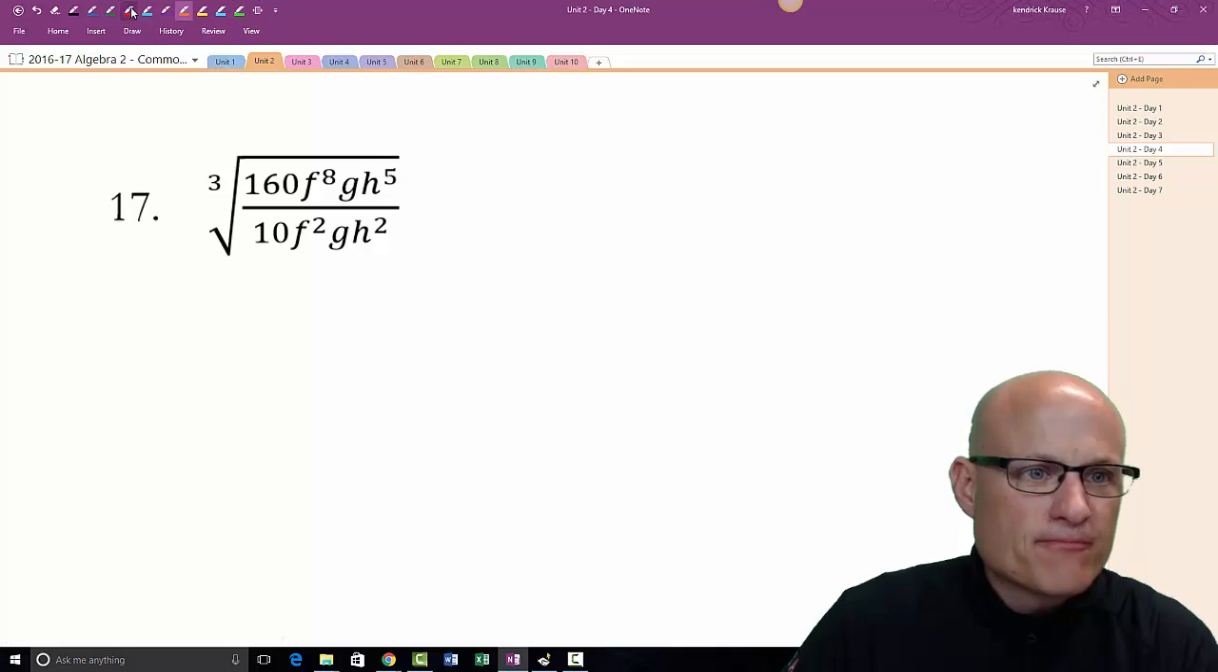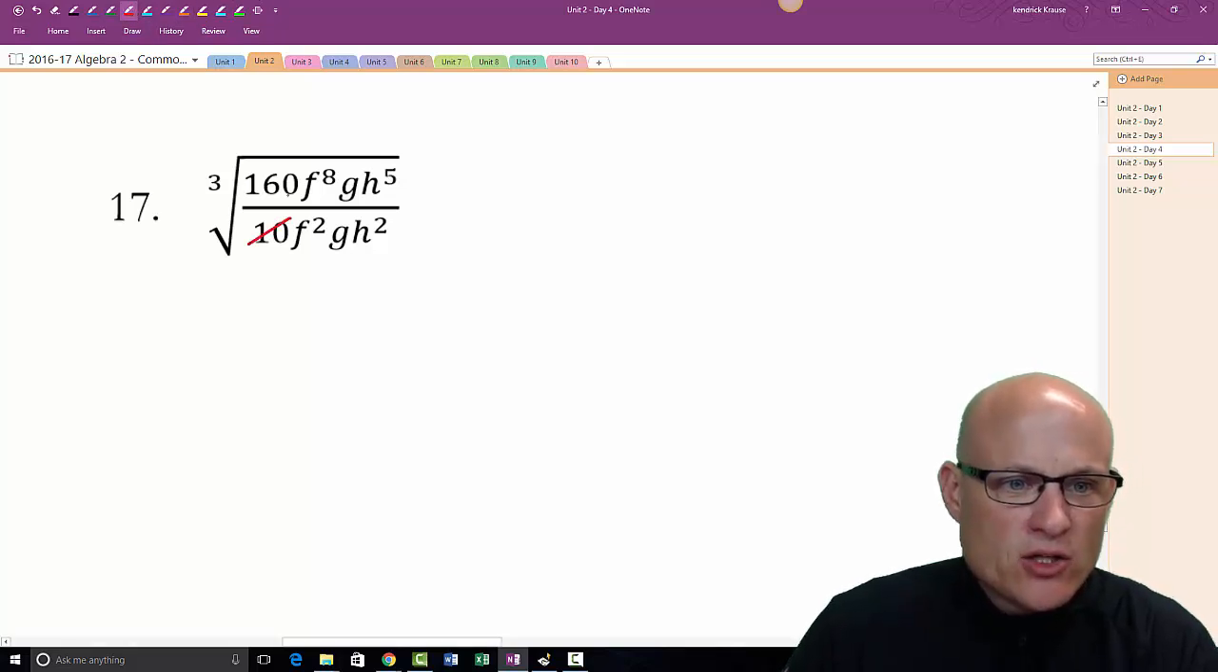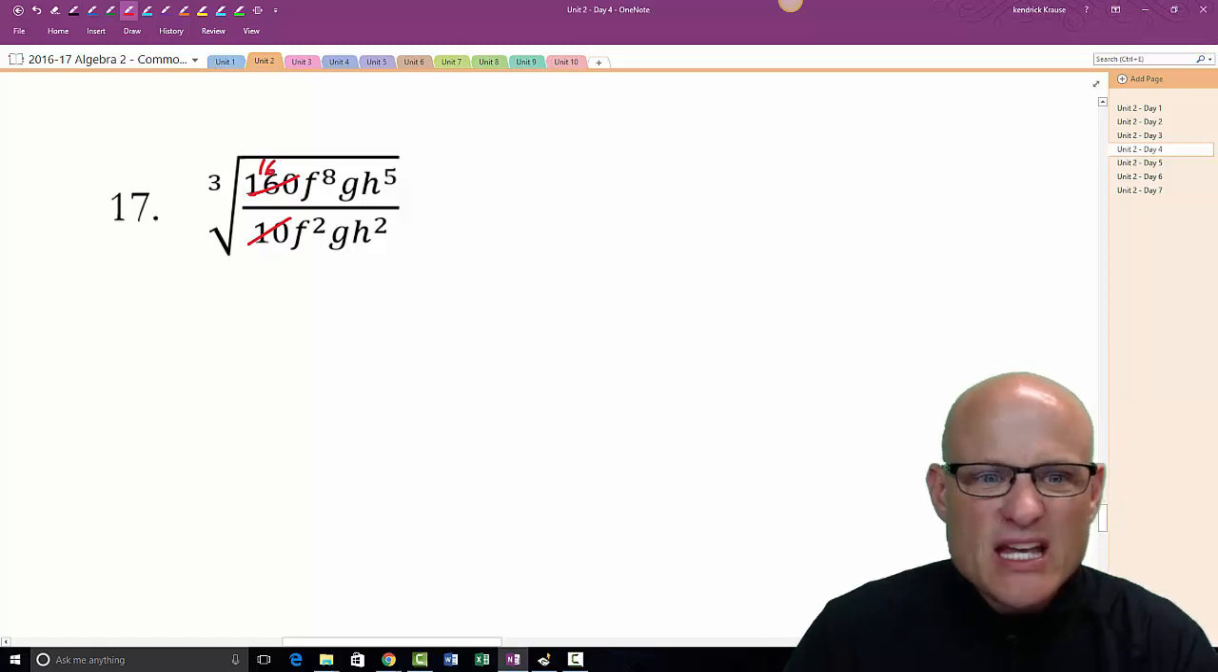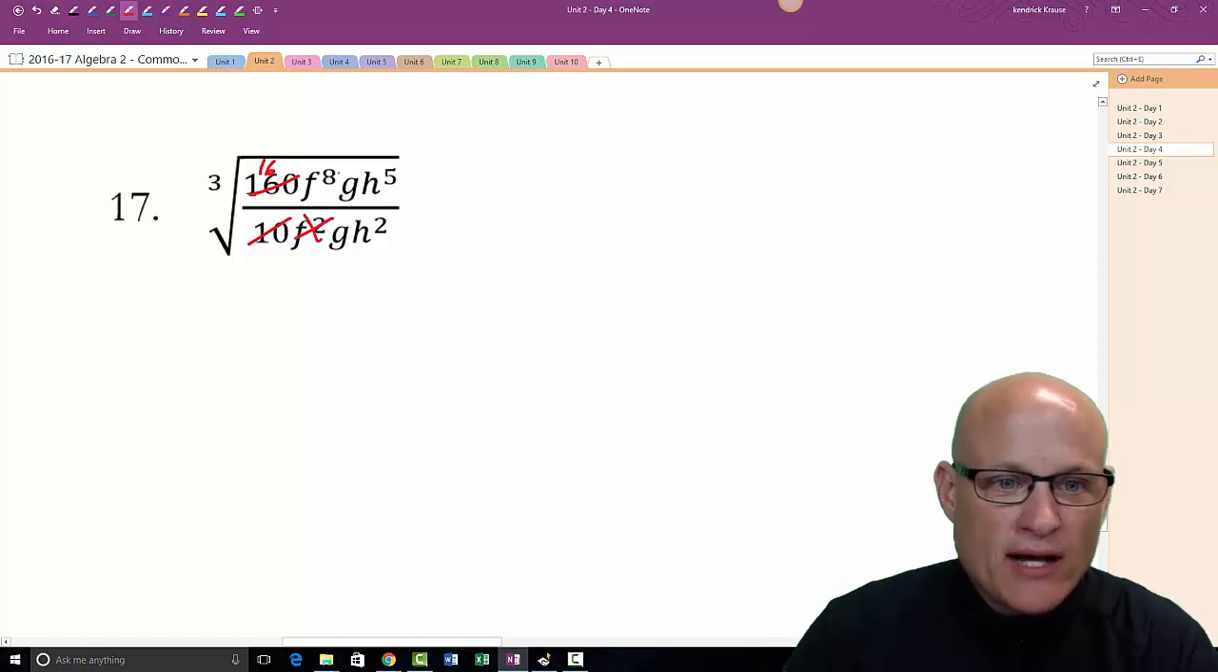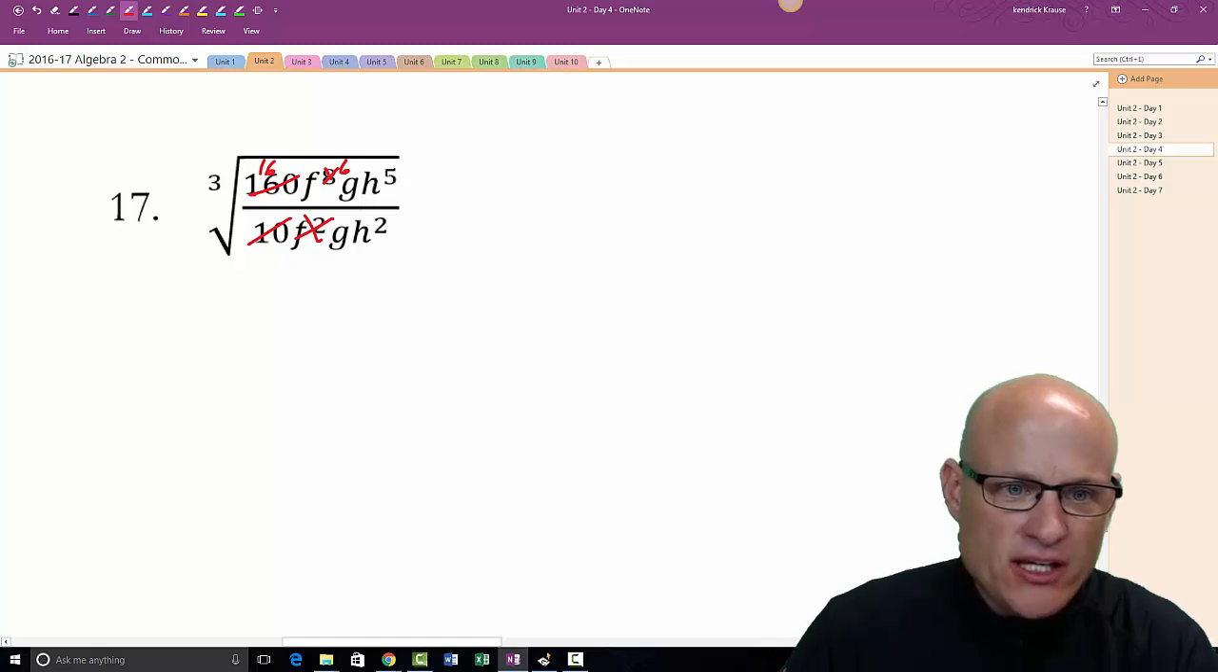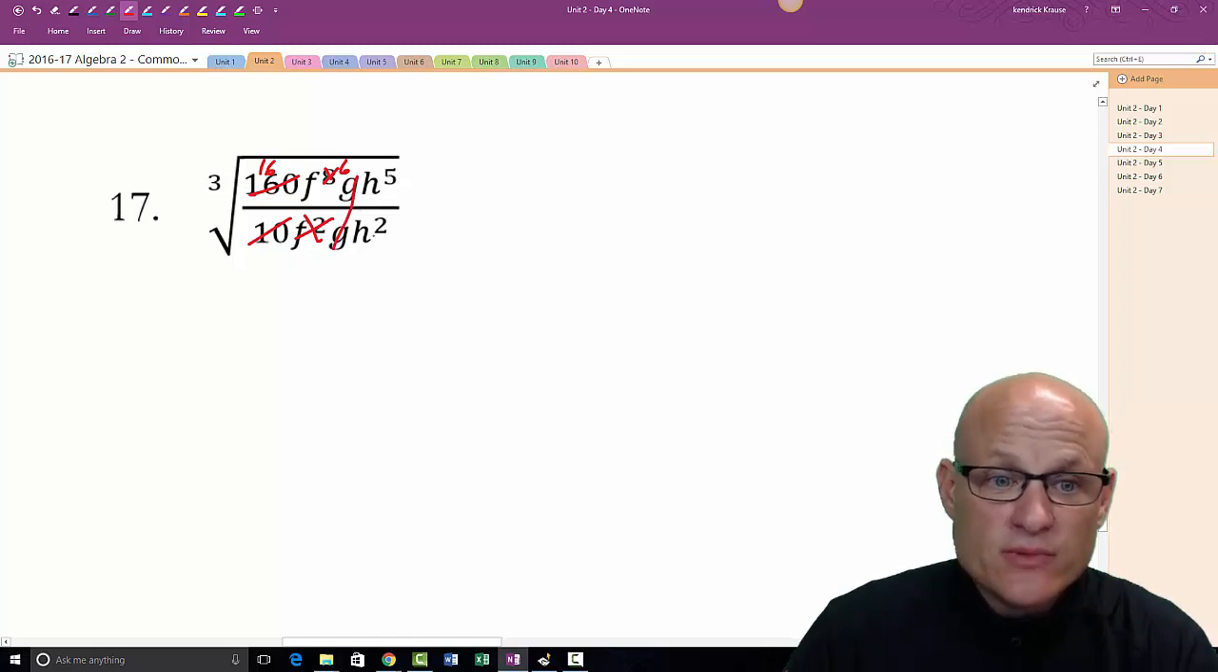So here's what we're going to do. 10 goes into 160 16 times. The numerator has more f's, so we're going to get rid of these 2 f's. We're going to get rid of 2 of these. That's going to leave me 6. The g's are just going to cancel. And the numerator has 3 more h's, so we're going to leave 3 there. So notice the whole denominator is gone.